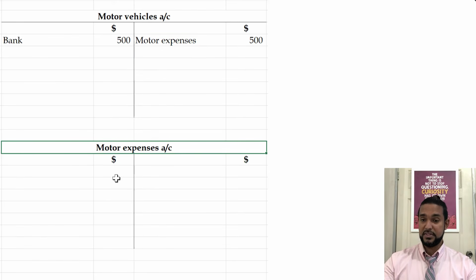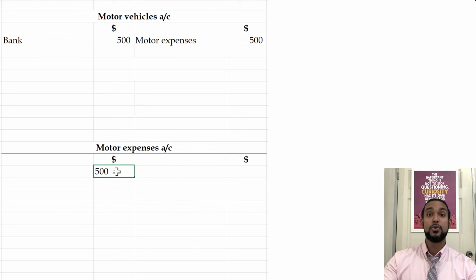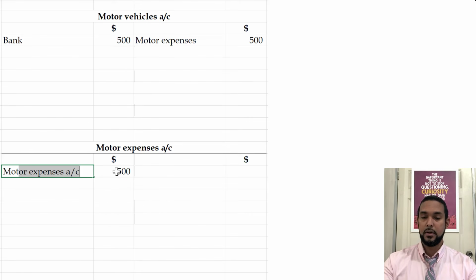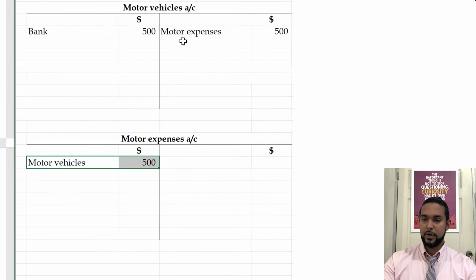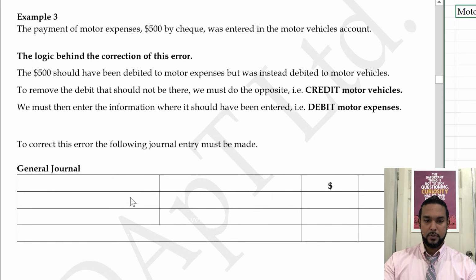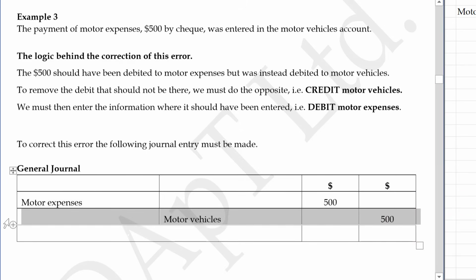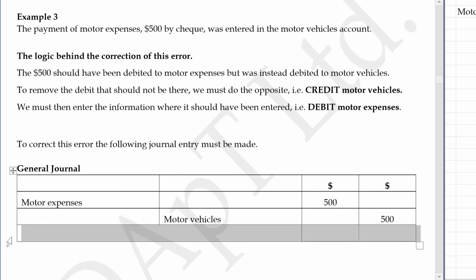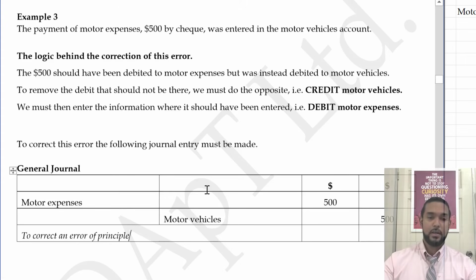And in the motor expenses, it should have been debited, but wasn't. So we have to debit it, as we are doing here. And we are showing, I guess you can say, the transfer from the motor vehicles account. So we're supposed to debit motor expenses, and we credit motor vehicles, and this is to correct an error of principle.